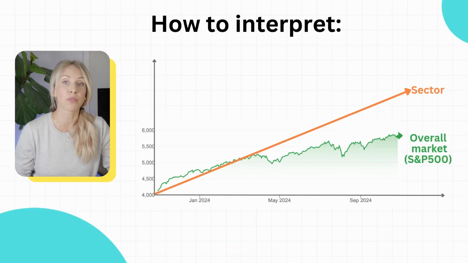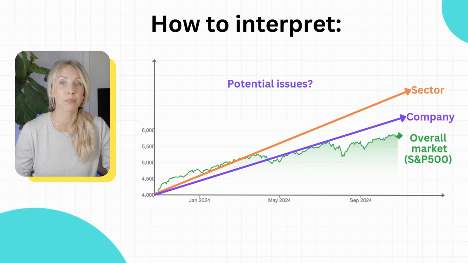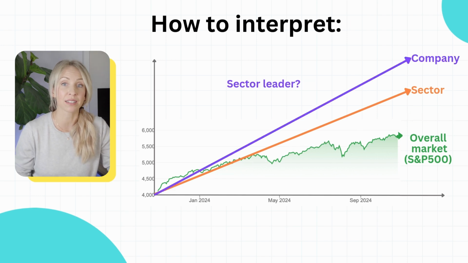By analyzing a market index or a sector index, you can see how a specific company is performing within that sector and then within the broader market. If a company is underperforming compared to the rest of the sector index, this may mean potential issues. If the company is doing very well compared to their sector, this means that they might be emerging as the market leader within that sector.